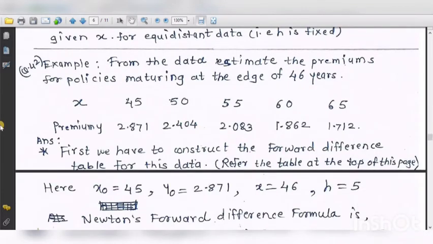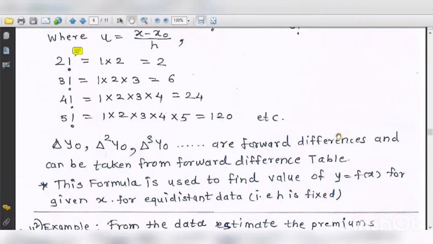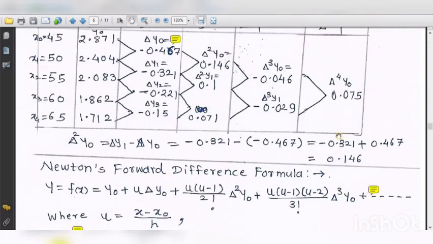This is the example. From the data, estimate the premiums for the policies maturing at the age of 46 years. So here are the values of x: 45, 50, 55, 60 and 65. Then premium y is 2.871, 2.404, 2.083, 1.862 and 1.712. So here first we have to construct the forward difference table. I have already constructed the forward difference table here.